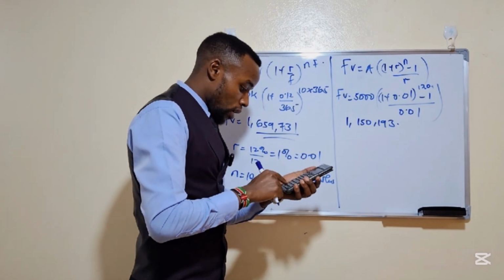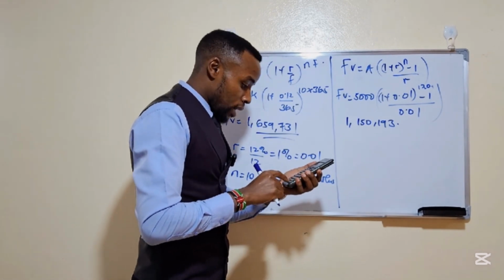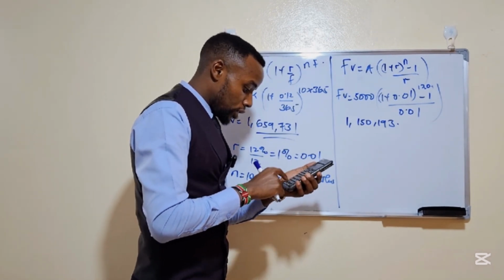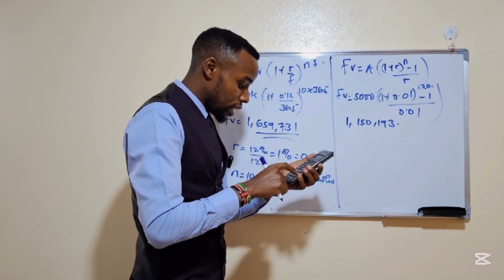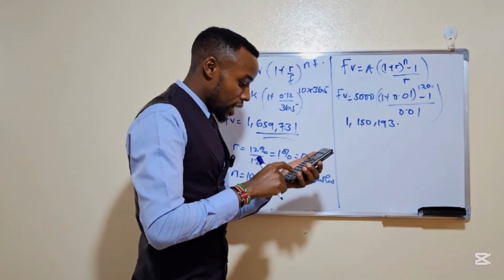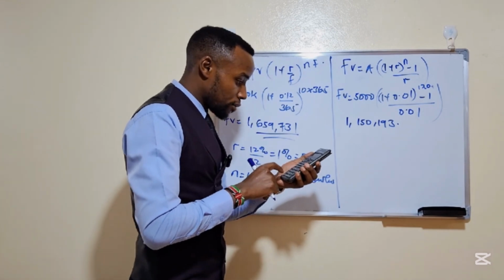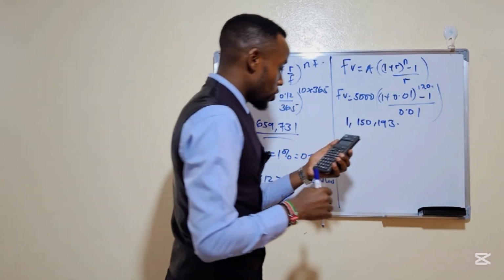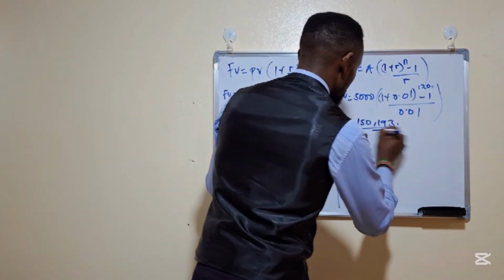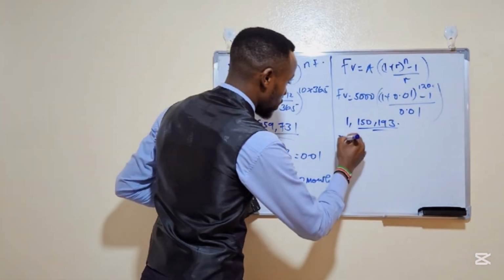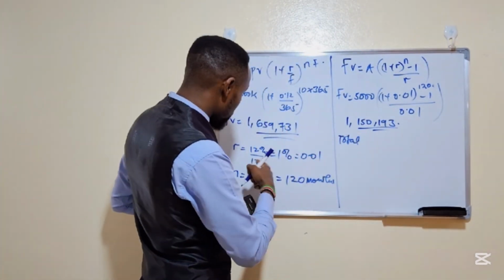One more time for confirmation. All right, this is 1.01 raised to the power 120. You can also confirm with me, minus 1, divided by 0.01, times 5,000. All right, of course it's 1,150,193.